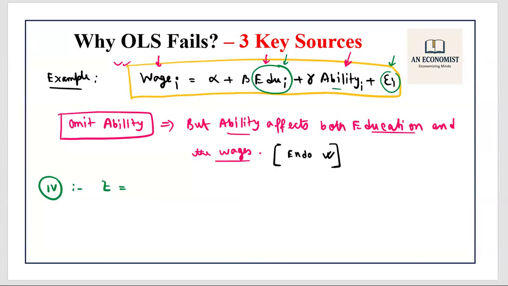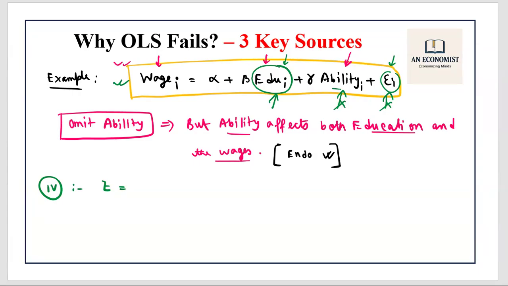So in this scenario, we need to find an instrument Z that will have a direct strong correlation with education, but that will not have any correlation with the ability or the error term of this wage equation. Now, can you pause the video and think of an instrument? Think of such an instrument which has strong positive correlation with education, but will not have any correlation with ability or with the error term. You can pause the video and think.